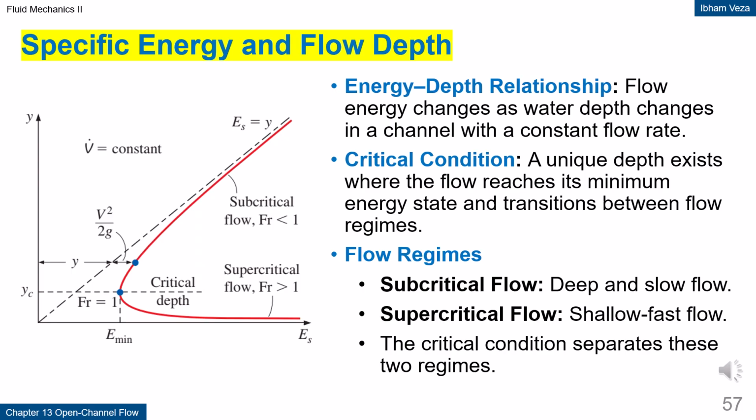Specific energy and flow depth. This graph shows how flow energy changes with water depth. The lowest point represents the critical condition, which separates two flow regimes. Above it, flow is deeper and slower. Below it, flow is shallower and faster.